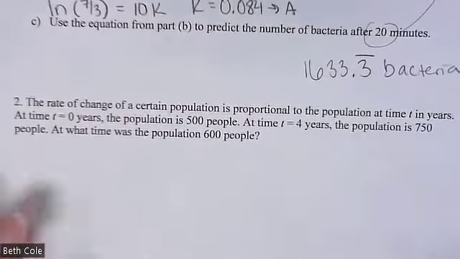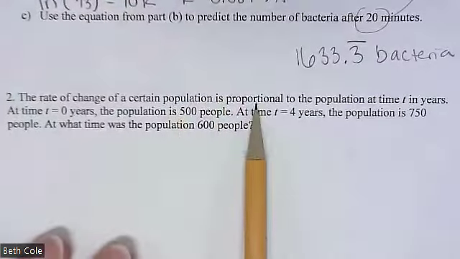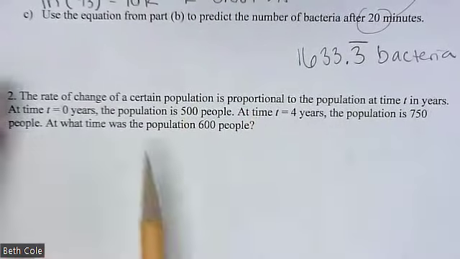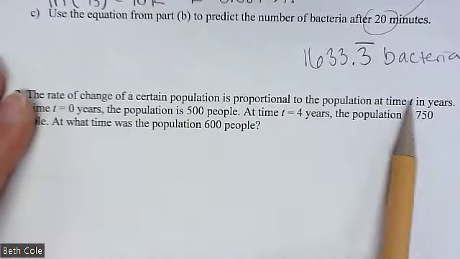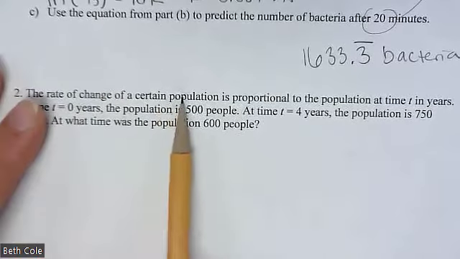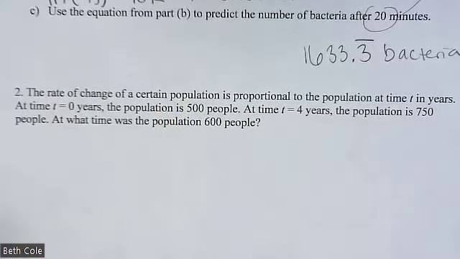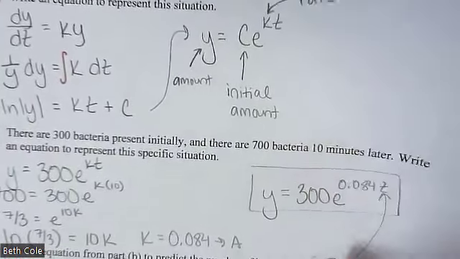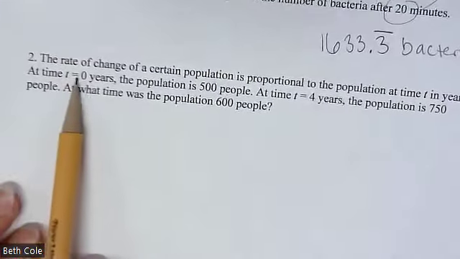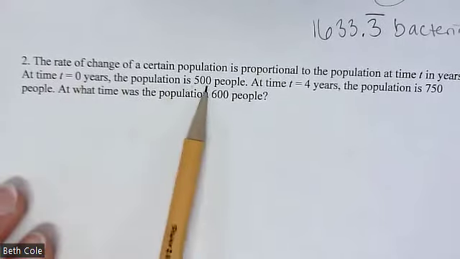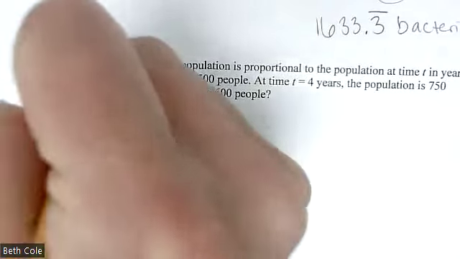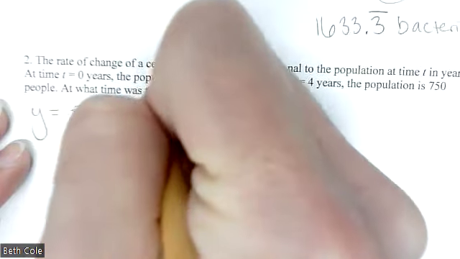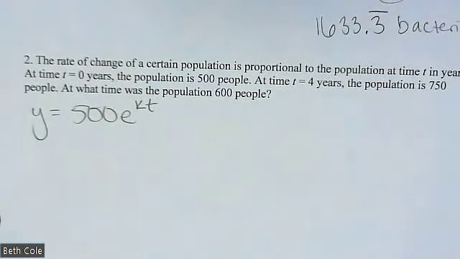All right. Rate of change of a certain population is proportional to the population. When you read that, you want to think PERT. The rate of change of the population is proportional to the population. So think PERT or CACECT, all right? At time 0 years, so that's initially, the population is 500 people. So it's going to start out looking like this. 500 is how many we started out with.